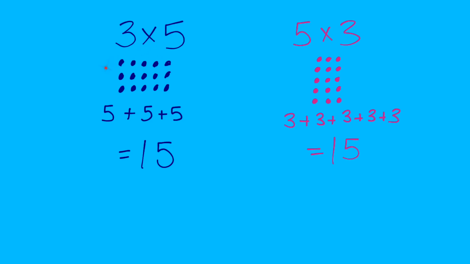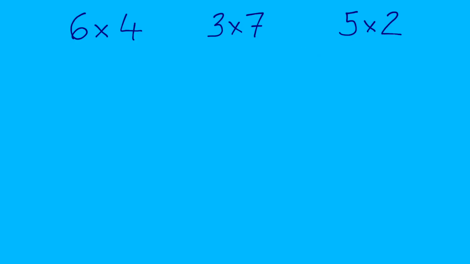Now these little dots that I've drawn, we call this an array, and an array is a way of showing a multiplication. So here I've arranged 3 groups of 5, and here I've arranged 5 groups of 3. But both arrays give me exactly the same answer. Now it's your turn. You can pause the video, work out the answers to these multiplication questions, and use repeated addition or drawing arrays to help you show your answer.